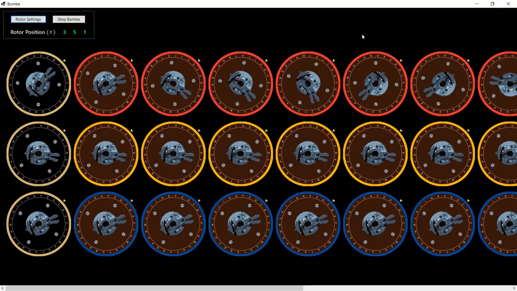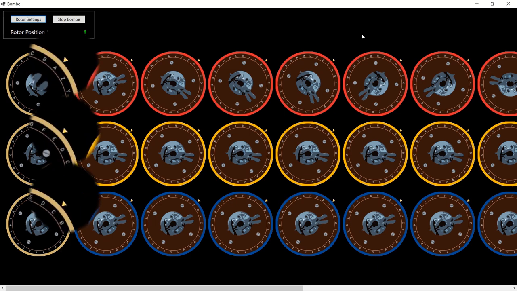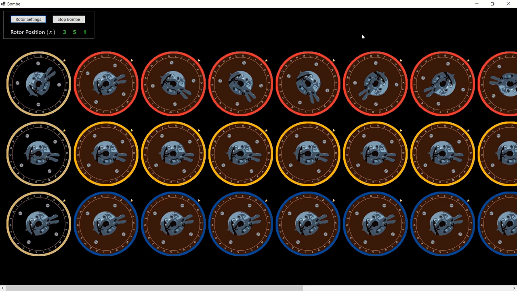Voila! Bombe has detected a solution. As you can see, the solution rotors are indicating C, E, and A, which indicates 3, 5, 1. If you recall from episode 2, this was the exact setting used in the Enigma machine. Let us take a look at the cables.